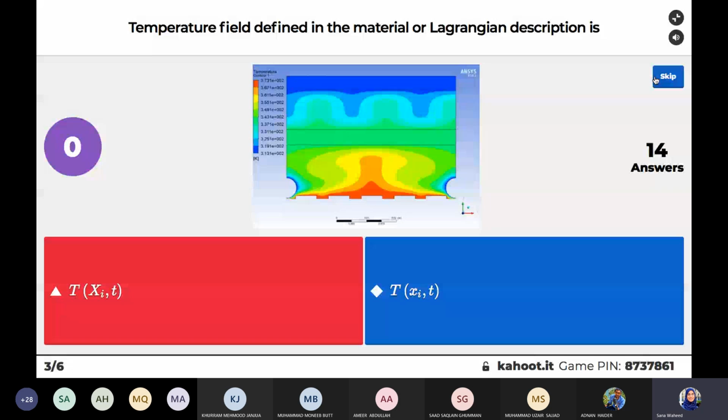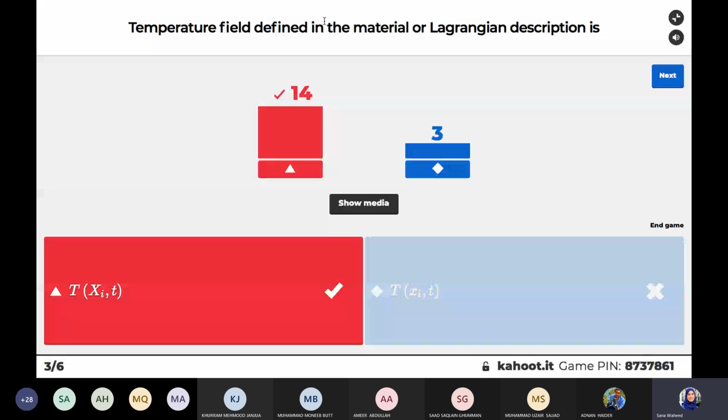Good on most of you, very good. So anything being defined in the material description must be defined as a function of the original position, so the capital X, right? So these three people, please revise. The small x's are the current position. Okay, so material description is capital X.